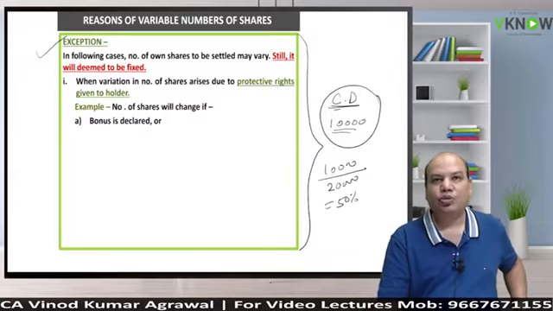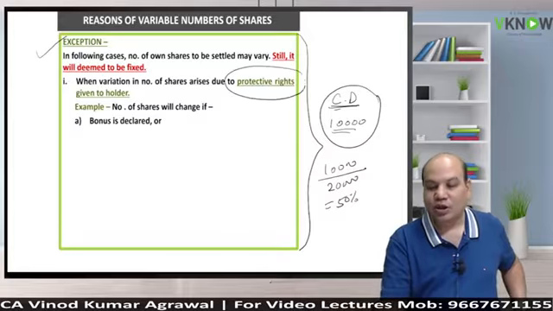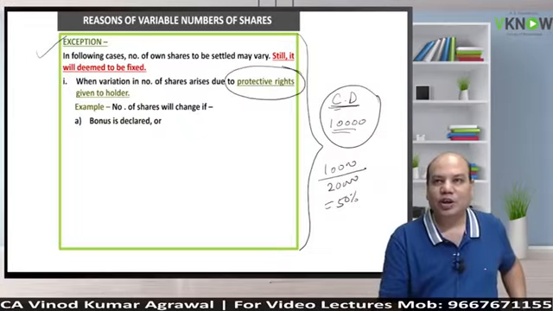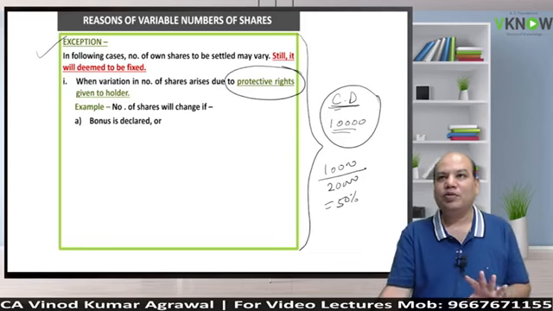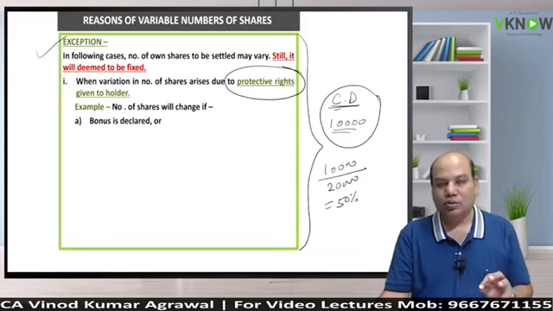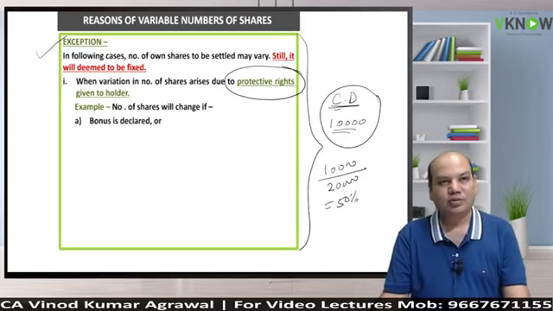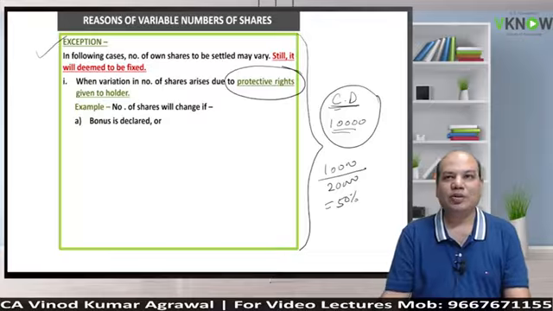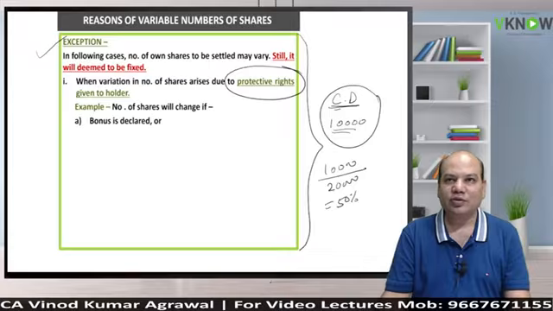But before you could issue share to him, you have issued bonus share to other shareholders. So he is going to object. It is called protective right. If the number of shares can vary due to protective right given to the holder, it is not treated as variable.